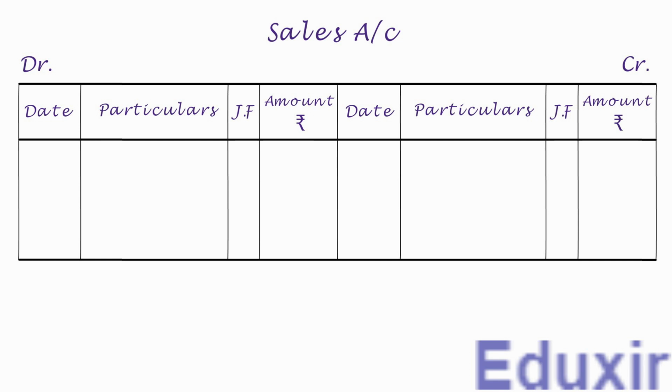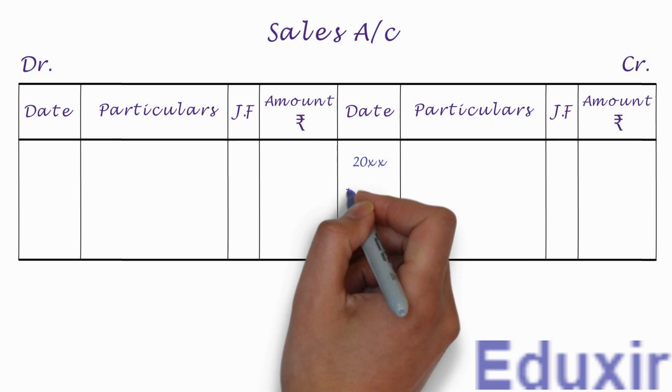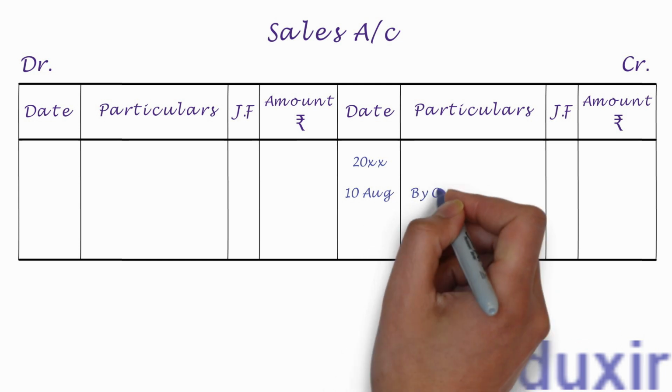Now on the credit side, let us first write the year in the date column. Let us now write the date. We need to write by cash account into the particulars column.